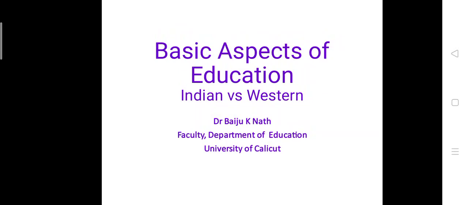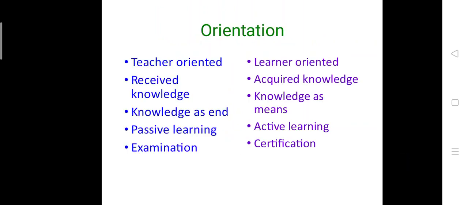Hi all. In the last four sessions, we have seen the basic aspects of Indian as well as Western education system. And today, in this presentation, we will see a comparison of Indian and Western systems of education. And this comparison is not meant to state one system is better than the other. It is not like that. It's just to compare the various aspects, various elements in Indian as well as Western system of education.